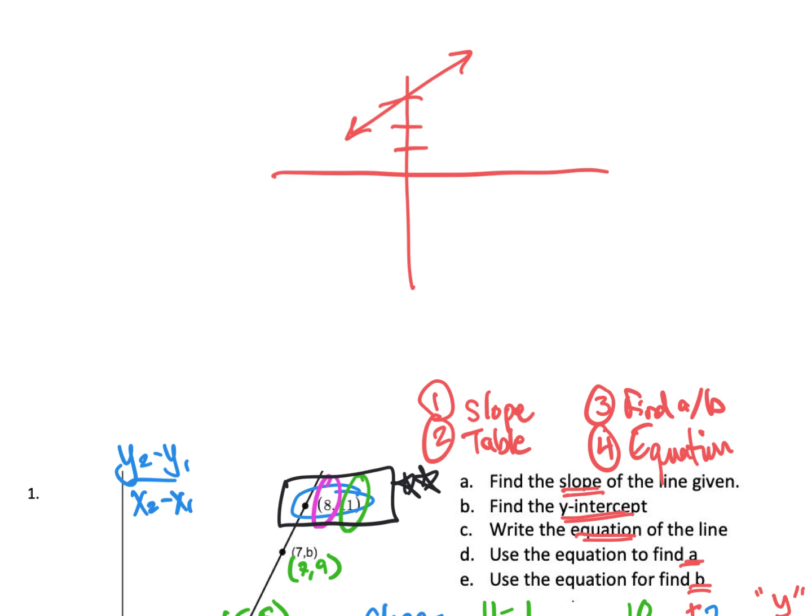Remember that this point right here is the y-intercept. That's where the line crosses the y-axis. What is that point? That point is 0, 3. So to be able to find the y-intercept, we need x to be 0.